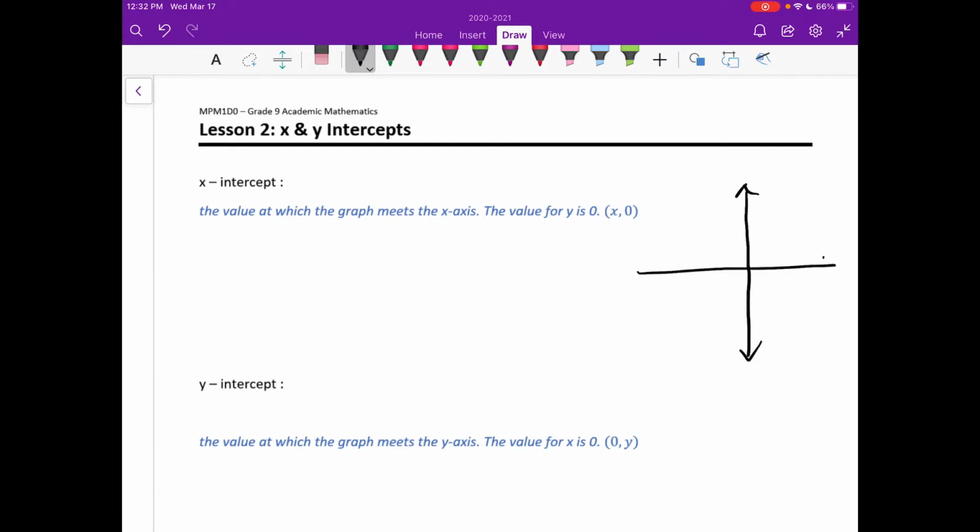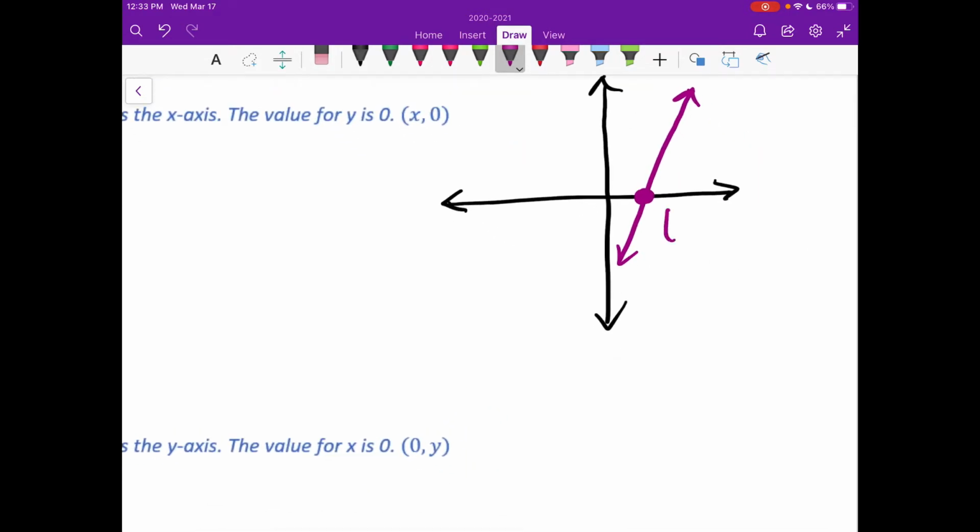So this is our Cartesian plane. And so your x-intercept is just going to be the value at which it crosses the x-axis, right? So when it goes past that horizontal x-axis, that is going to be our x-intercept, and you'll notice here that you'll have some sort of an x value, but y will always be 0.